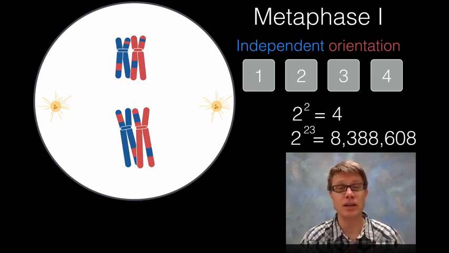And so that's where we're getting, again, that and crossing over is giving us a huge amount of variation in meiosis. And remember that one sperm has to find that one egg. And so it's really over 64 trillion possibilities of an offspring just based on independent orientation itself.